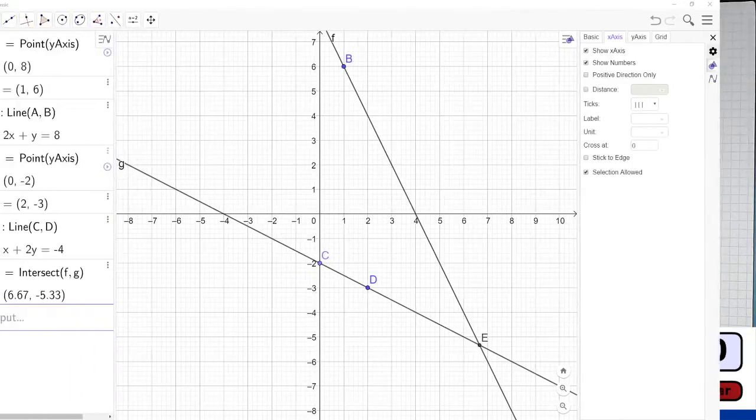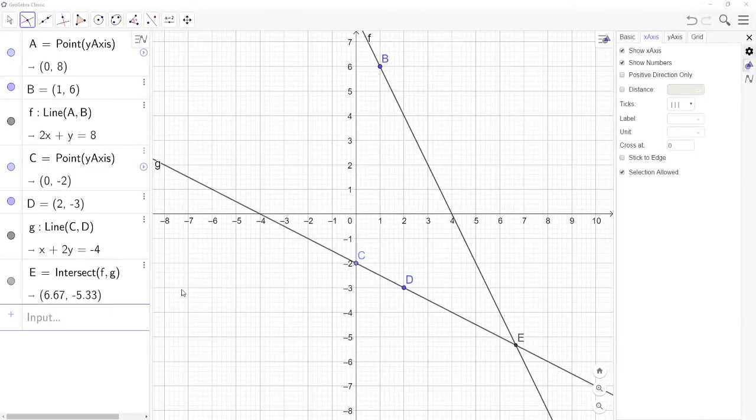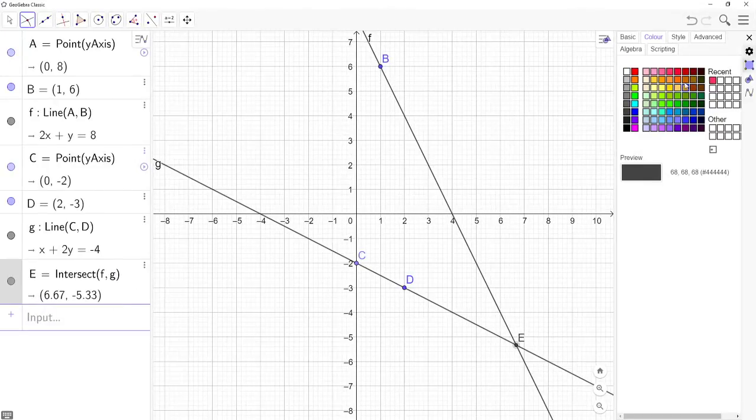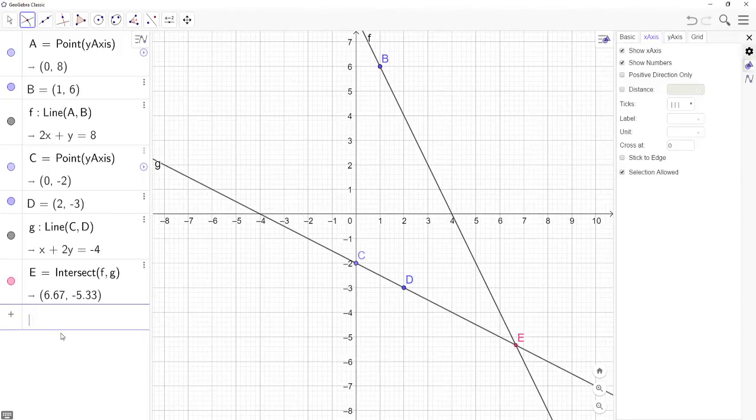And if we take a look at the coordinates of that crossover point, E, just here, which we're going to make bright pink, we get a value of x to be 6.67 and y to be -5.33.